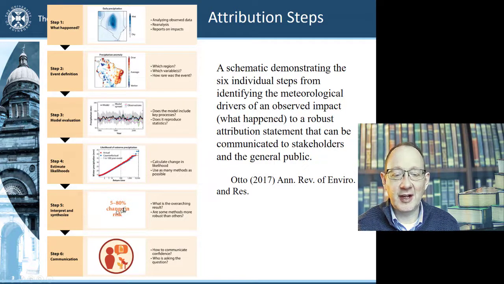interpret and synthesize. So what is the overarching result? How robust are the results? And then step 6 is to communicate this: how to communicate confidence, and who's asking the questions. Those are the steps.